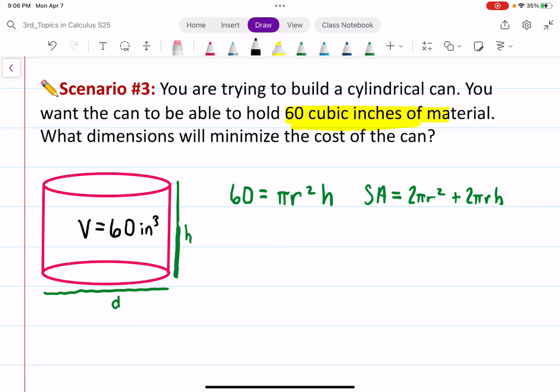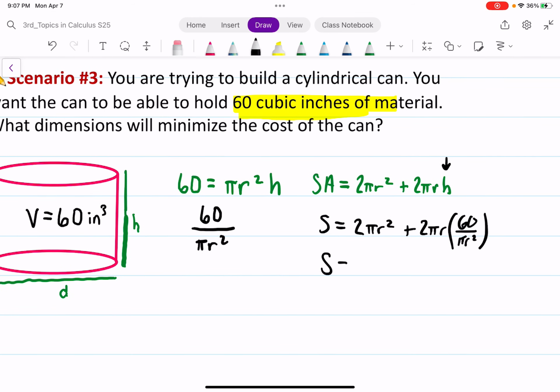And so now what I can do is I can solve for H in my volume formula, since that's the easiest variable to solve for. And I can plug it in here. So then if I do that, and then if I simplify that, that'd be 120 divided by R.